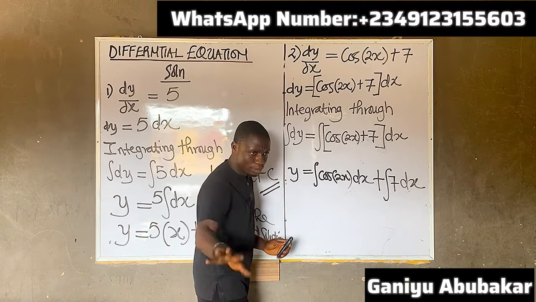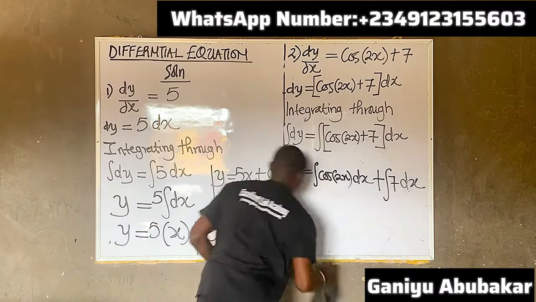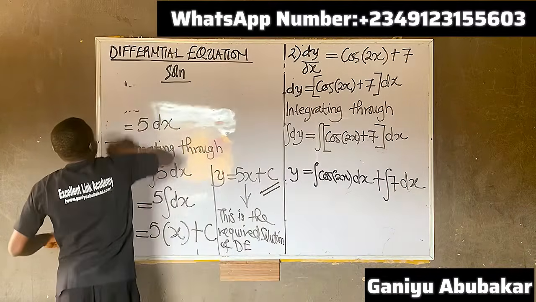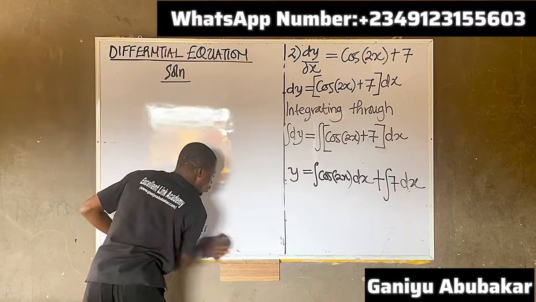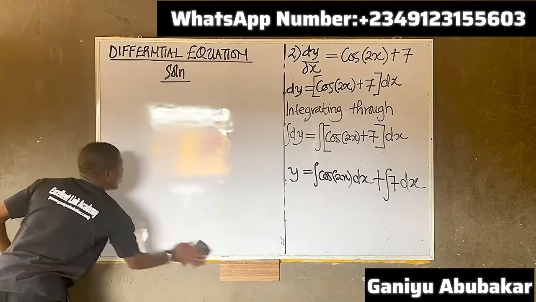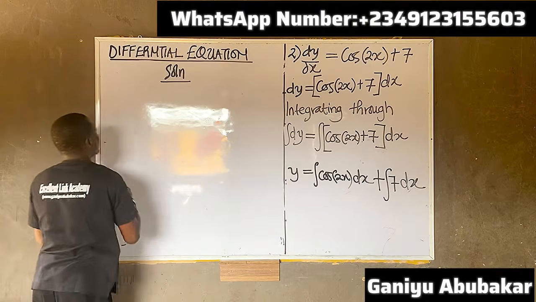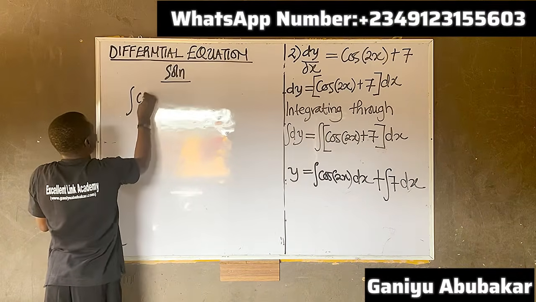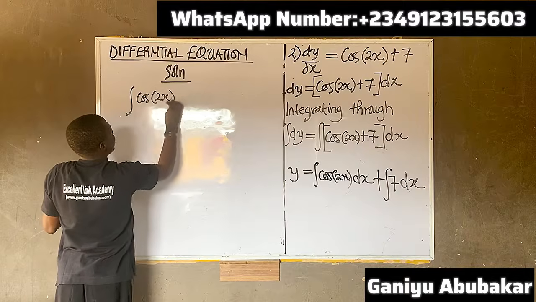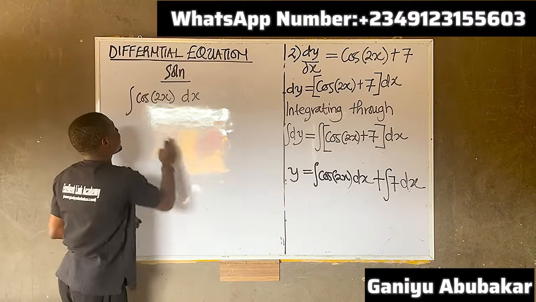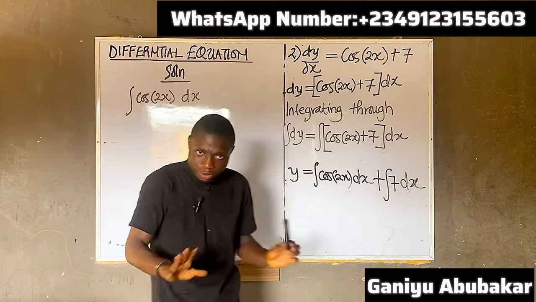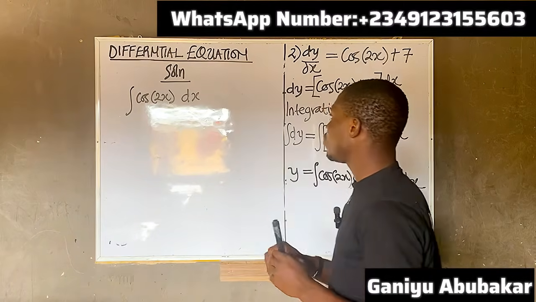Now, hold on a bit. Check what I want to do. Just watch this, please. I'm going to pick out that question and solve it on its own. Look up. I have the integral of cos 2x dx. Let's assume this is my original question given. How do you integrate this?